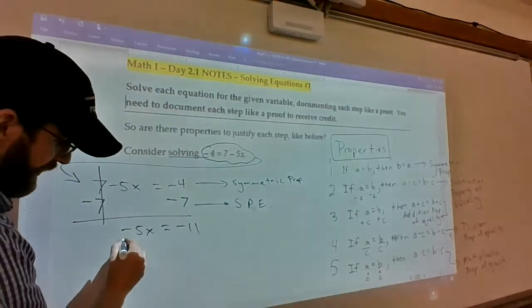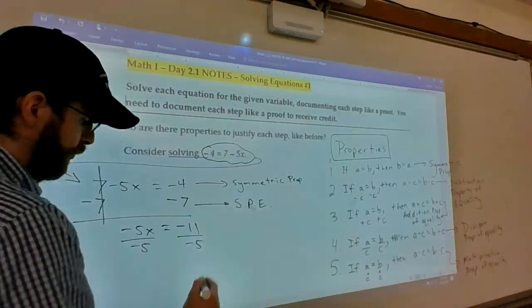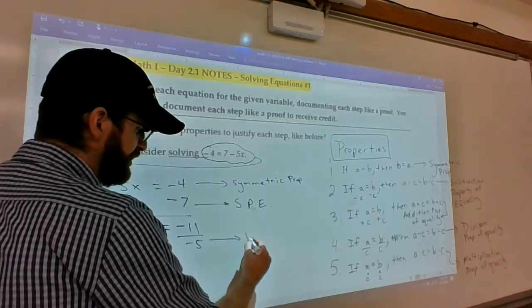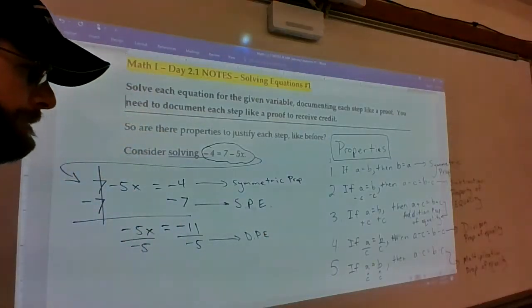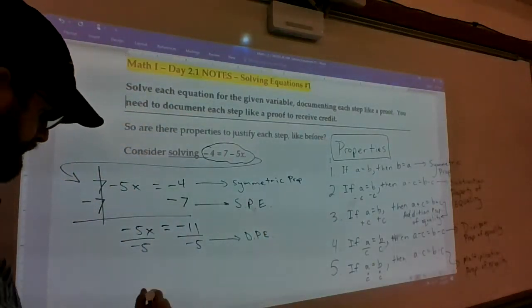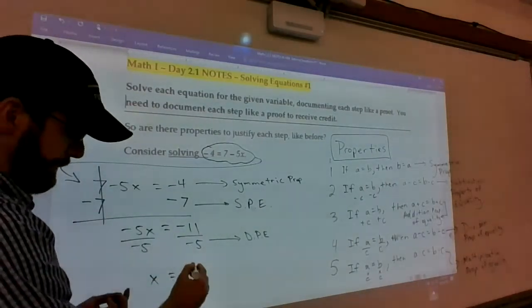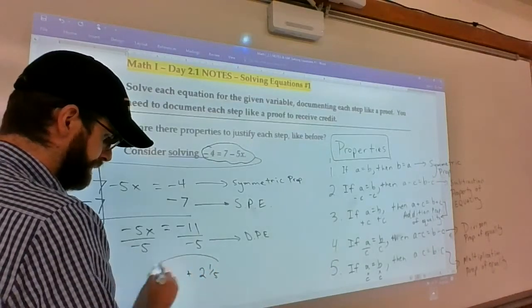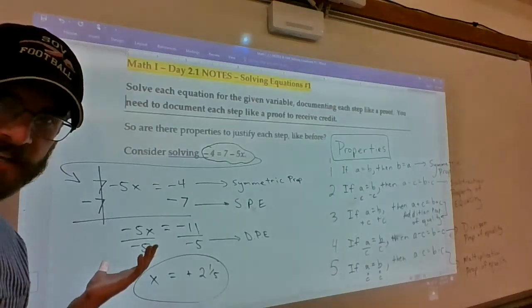And then the last move on this problem would be to divide by negative 5 on the left, divide by negative 5 on the right. That would give me the division property of equality. And then like I said before, a negative divided by a negative is a positive. 5 goes into 11 twice with 1 left over. So yeah, this is what it's going to look like on tonight's assignment.